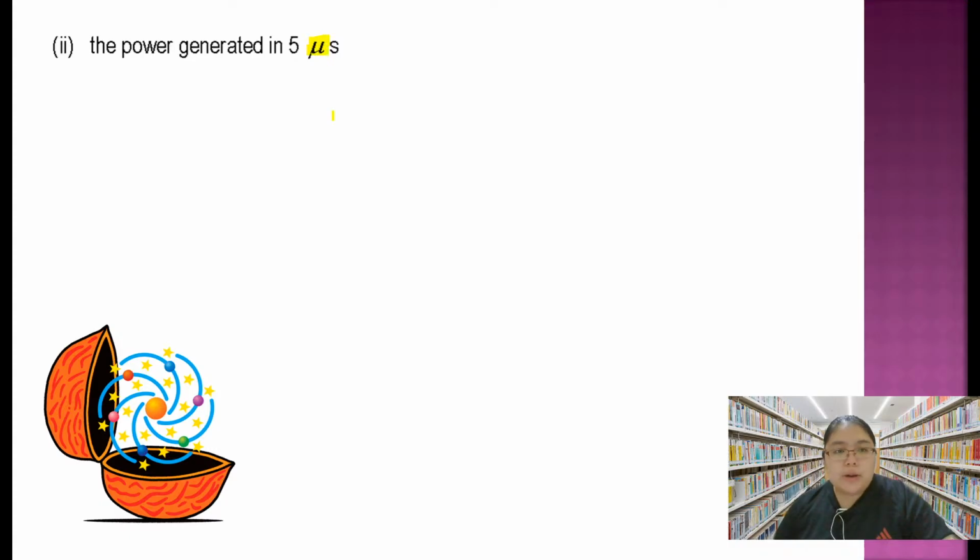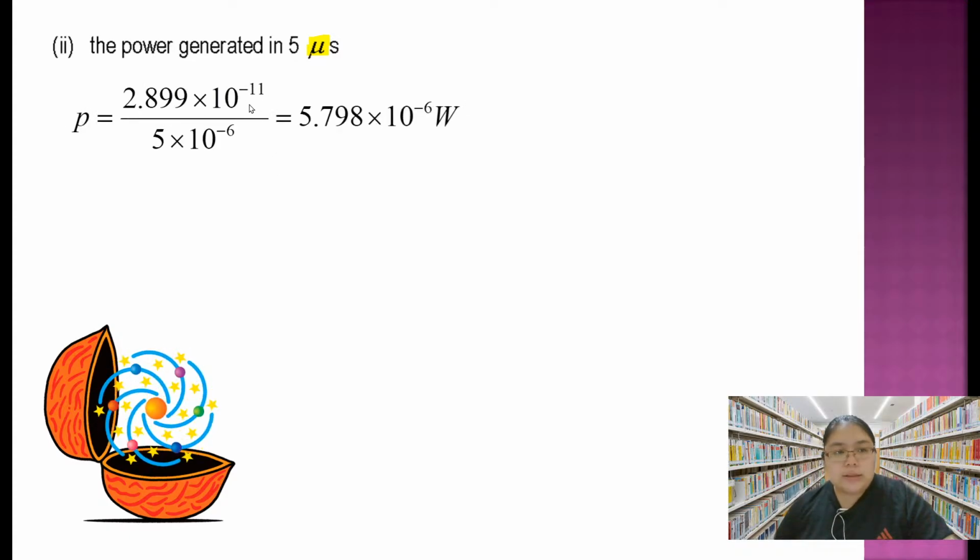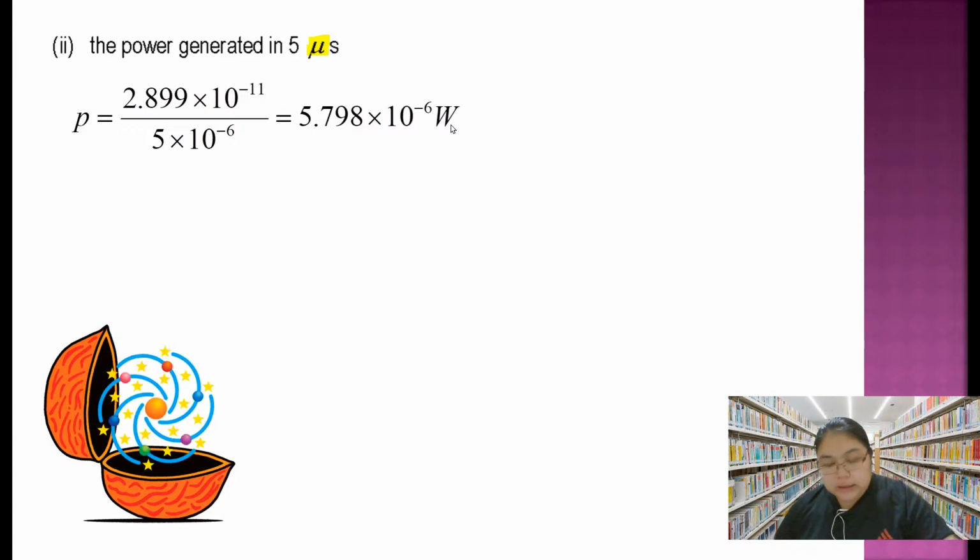Micro is 1 times 10 power of negative 6. So from here we take the just now answer, the nuclear energy, then you divide by the time taken. That one is power. So the answer is 2.899 times 10 power negative 11 over 5 times 10 power negative 6. So this one is your final answer in watt. Okay, power is in watt.